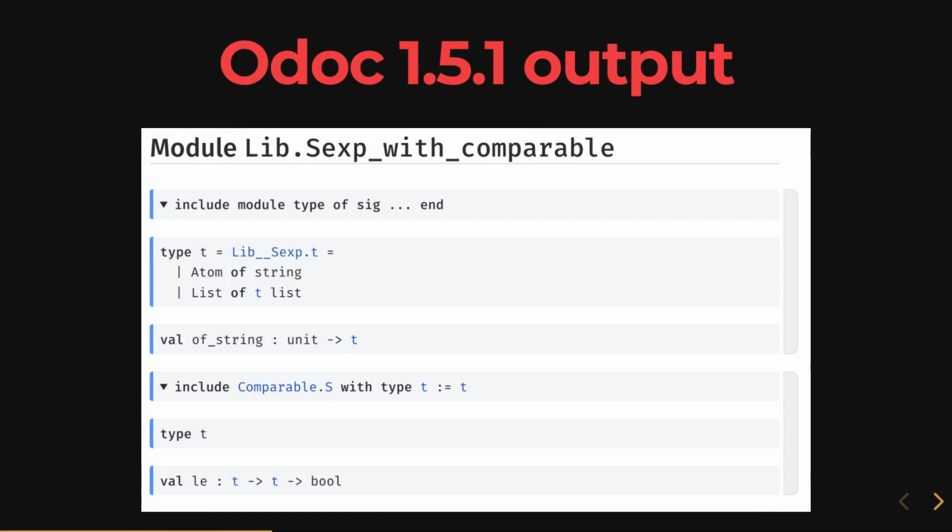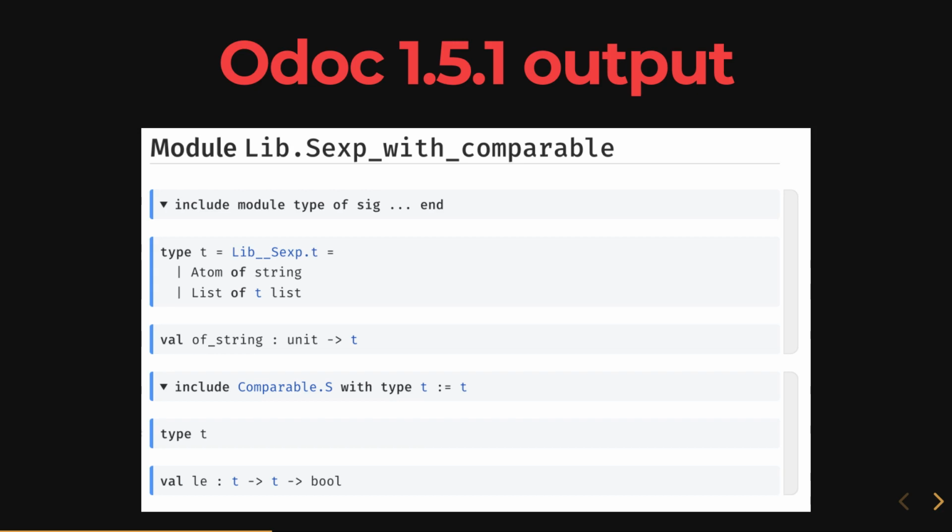Now, I'm not using the real S-expression and comparable modules here, just some stubs to show how it works. You can see here that the includes have been expanded to show their contents. However, you can also see a number of problems here. Firstly, there's this odd lib__sexp.t. There are no source files containing double underscores.